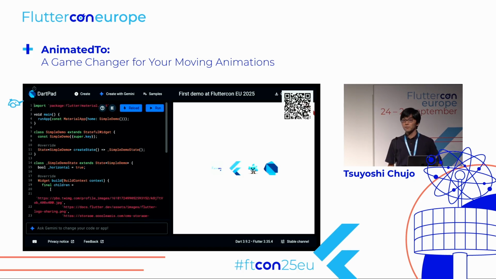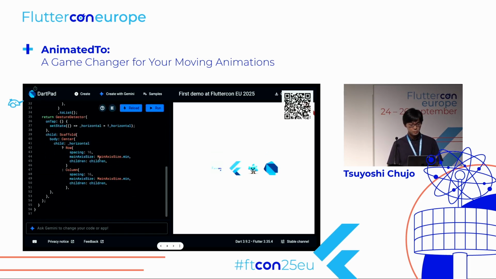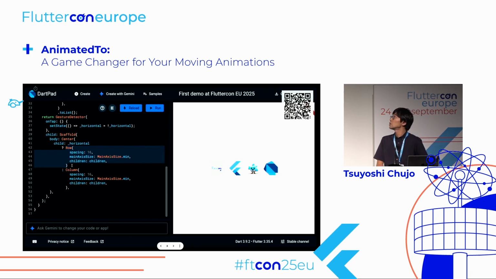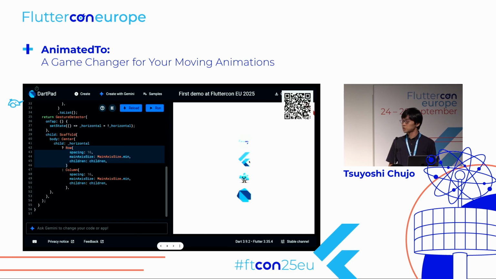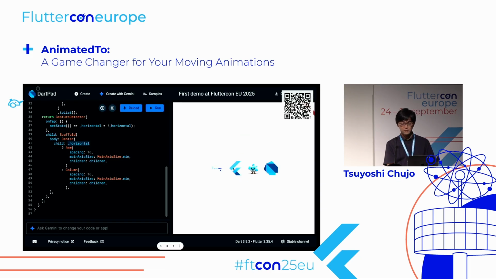We have 4 images in a row because they are the children of the row right now. So they are aligned horizontally. When I tap the screen, the horizontal flag is now false, and they are now children of a column, so they are aligned vertically. Then, vice versa. This is the very basic behavior of the Flutter framework, as maybe all of you know.